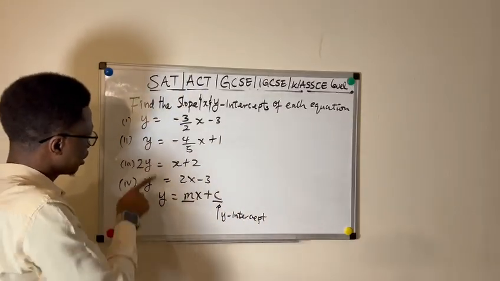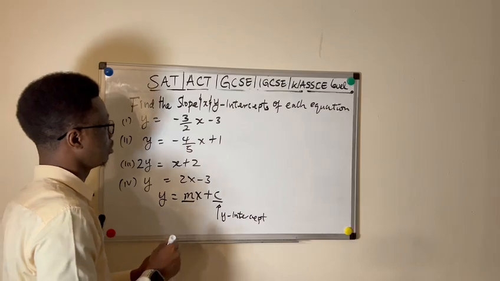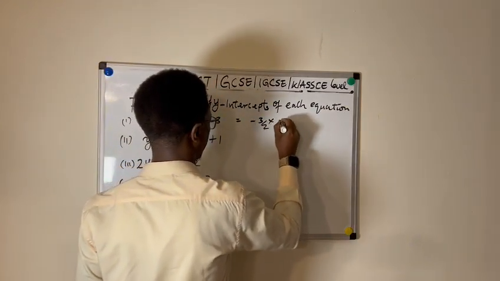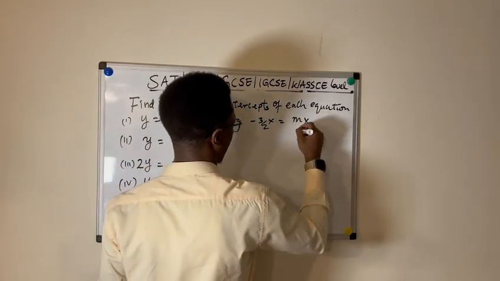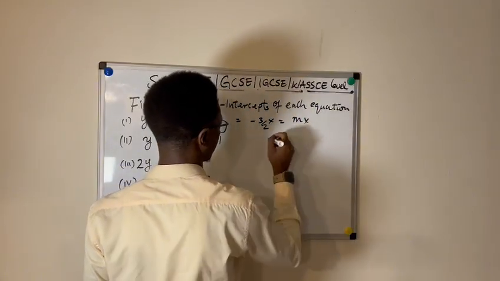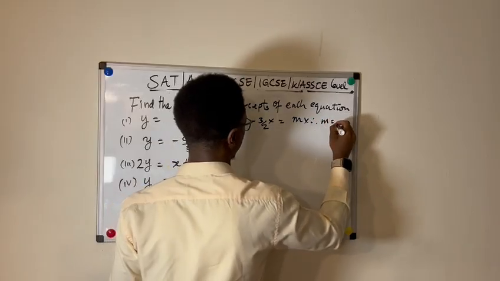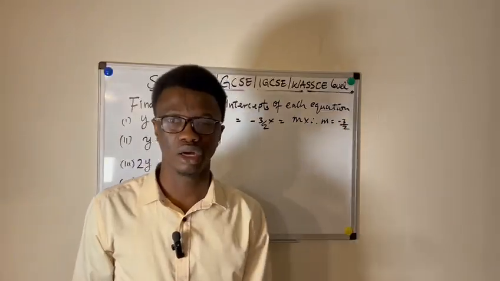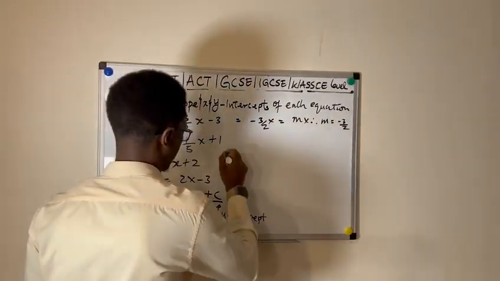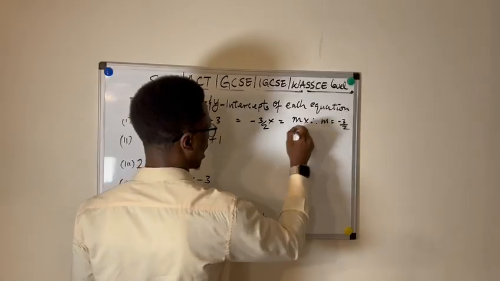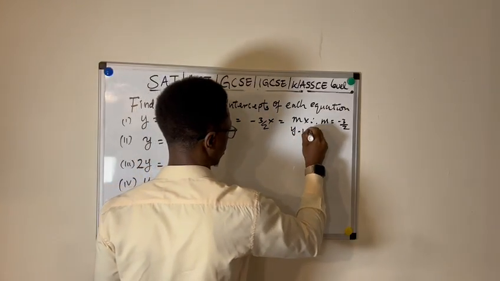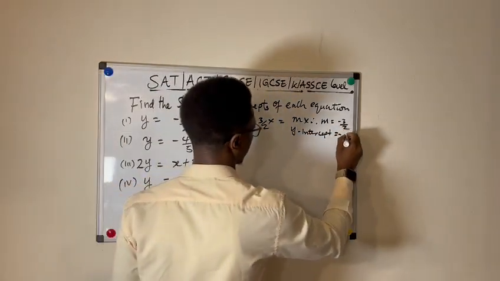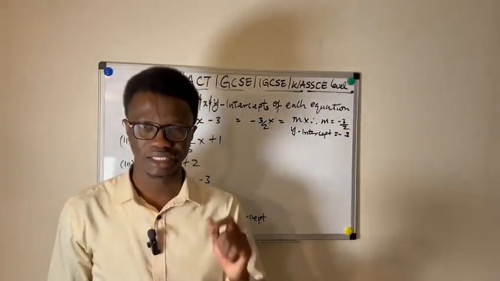So now if you compare this, y cancels y, you compare these two, you have, for the first one, minus 3 over 2 x equals mx. And remember I told you this is the slope. So here your slope becomes minus 3 over 2, the rise over run. Okay? So that's the first one. Now here the y-intercept, which is c, for the first one is minus 3.